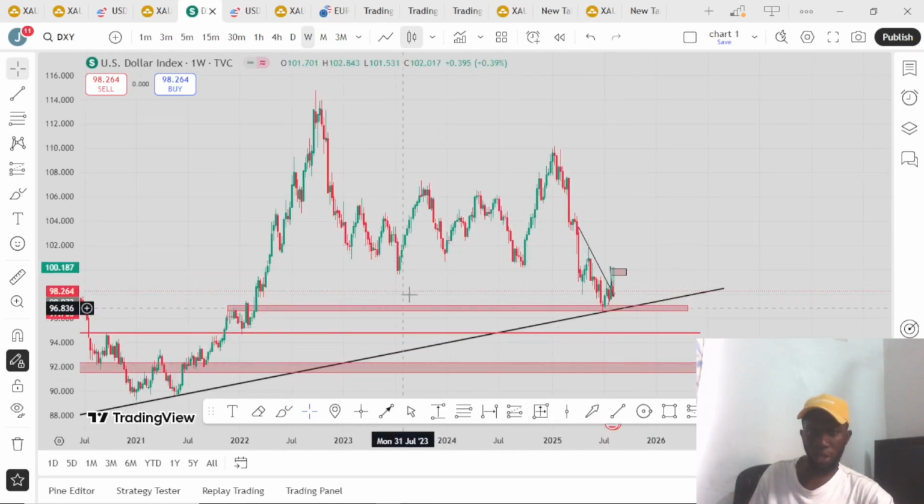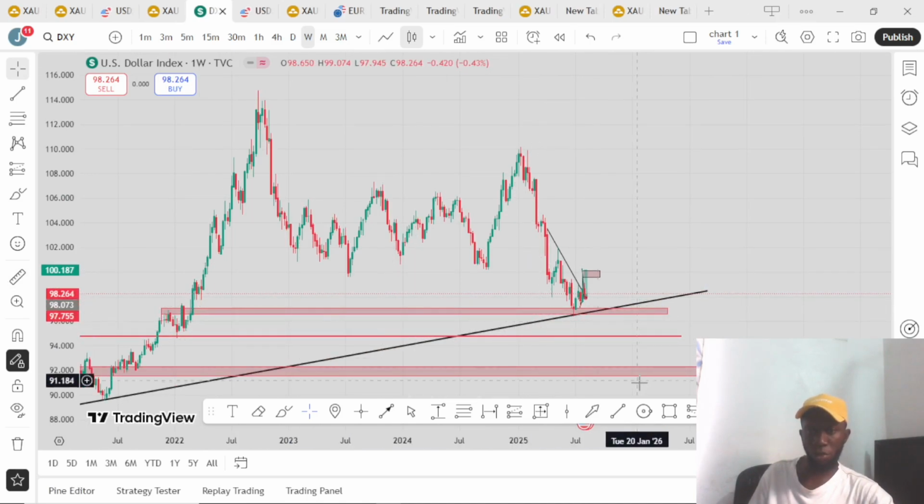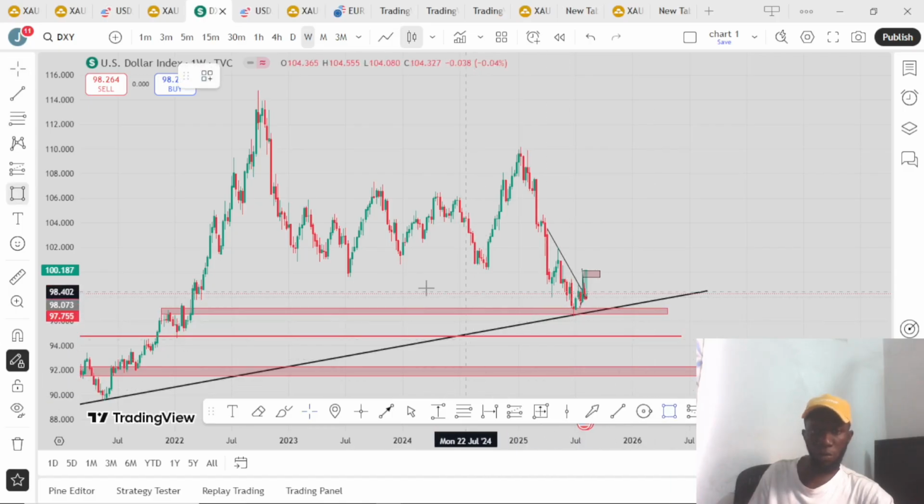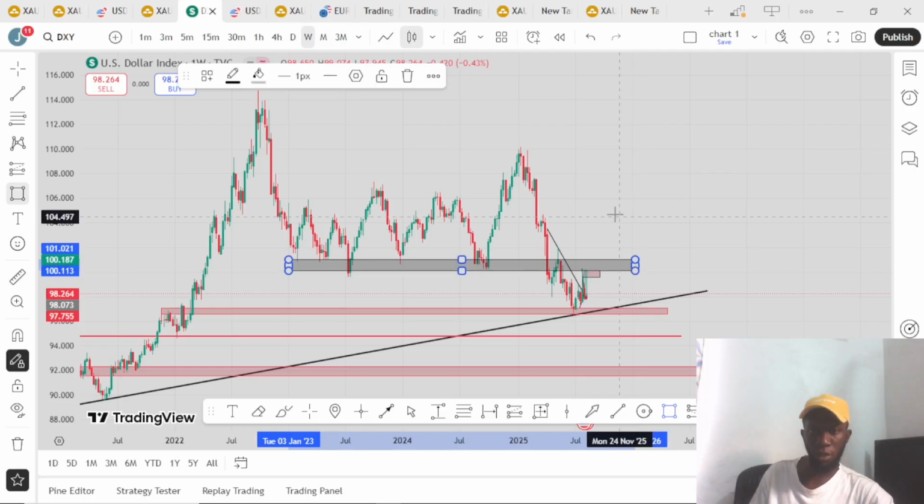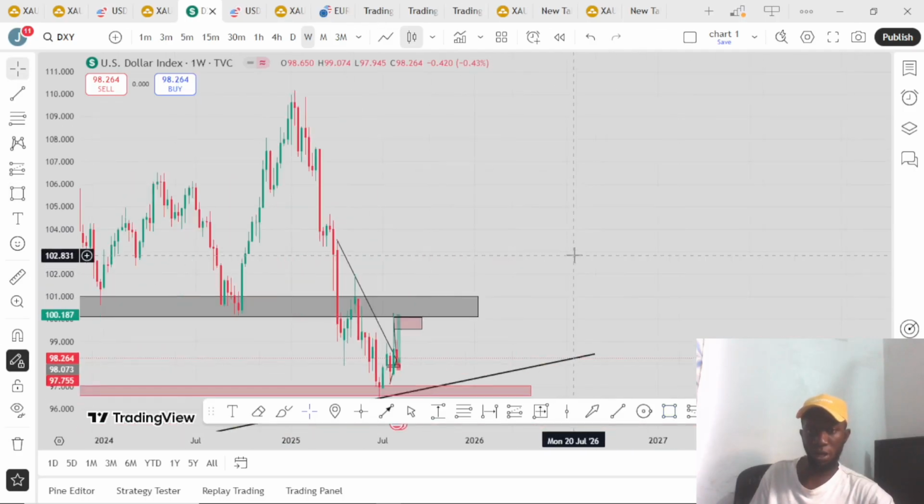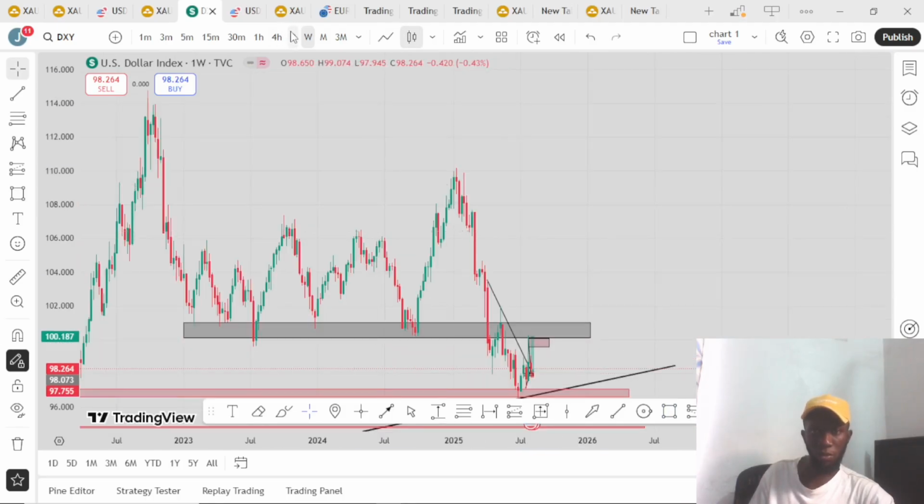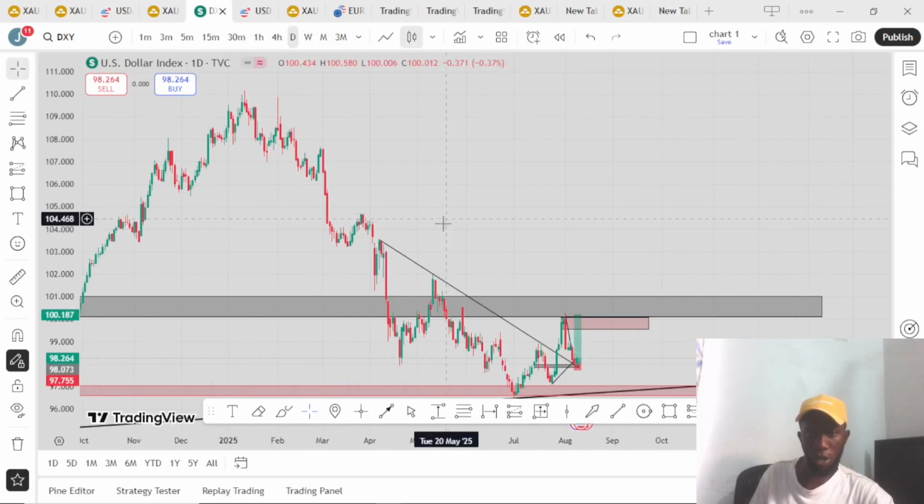Now we saw that the DXY now is on these particular zones, these trend line zones and this support zone also. Then we saw which zone we are anticipating price to hold: this particular support zone, resistance zone, this particular zone, guys. So let's scale to our daily time frame and see what the DXY is doing now.